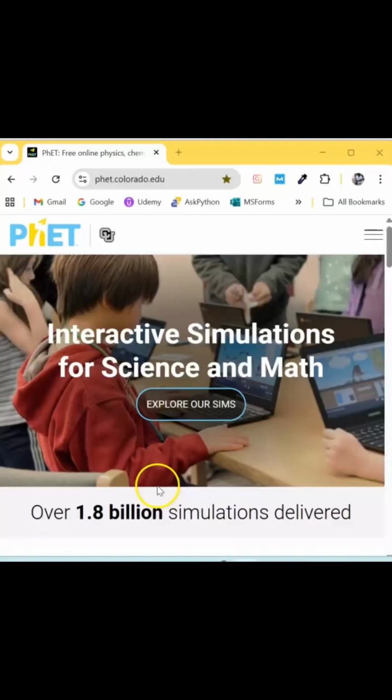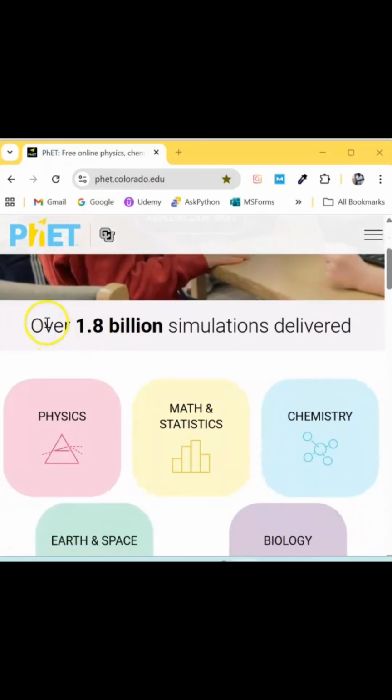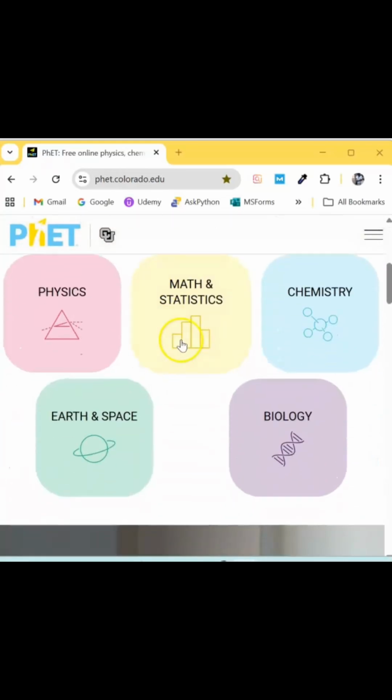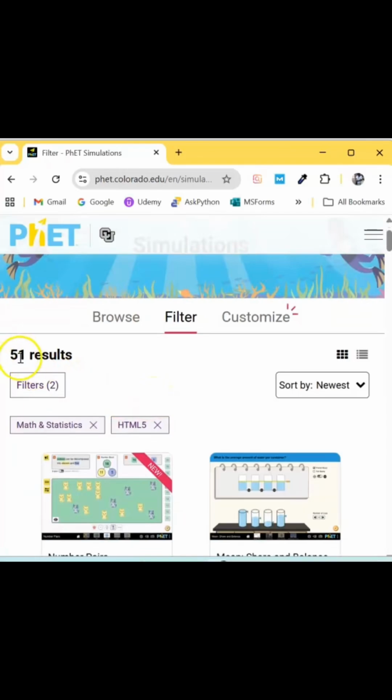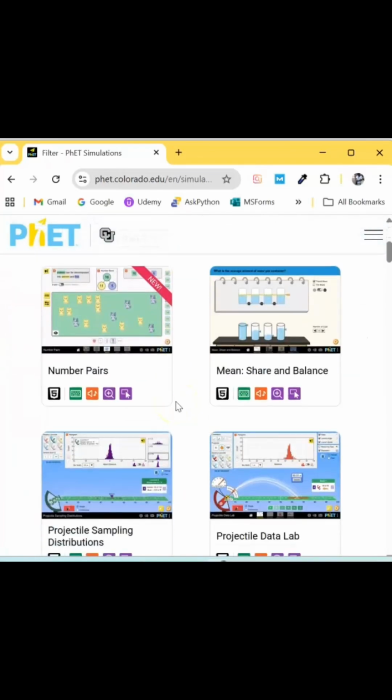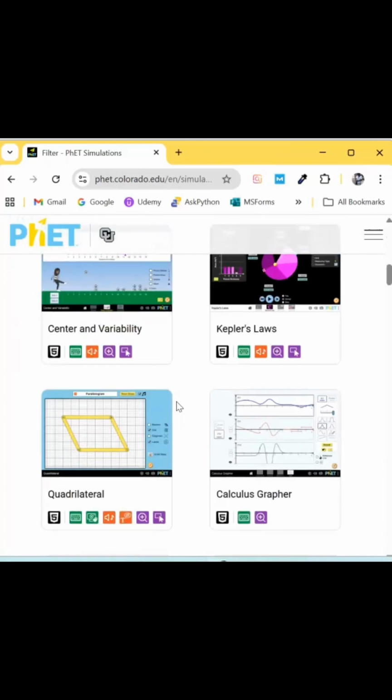Check this out. First, go to this website. You can create a free account and look, 1.8 billion simulations delivered. This is a popular app. If you don't know it, that's a problem. We're going to go for math and statistics, but of course, there are so many subjects that you can work with. 51 results specifically for math. Okay, so let's see which one we're going to use today.